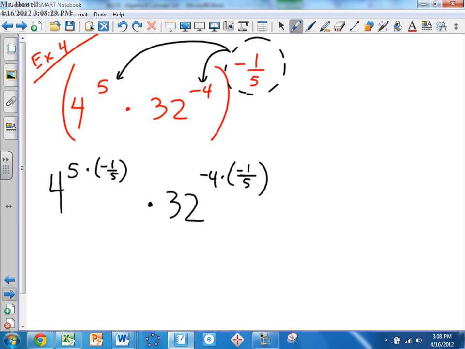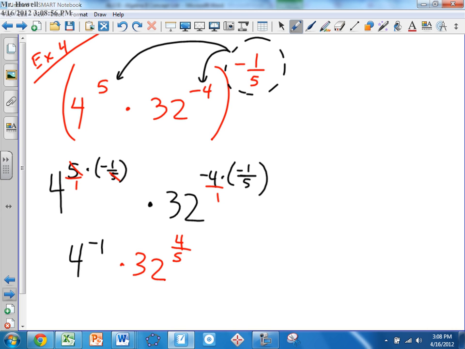I got 4 to the... Yeah, it is 4 to the negative 1. Well done. Because this is really 5 over 1, right? Isn't this over 1 and isn't this really over 1? These 5's canceled, and you got negative 1 over 1, which is just negative 1 there. And then times 32 to the 4... Positive or negative? Positive. Very good, because it's negative times a negative there.